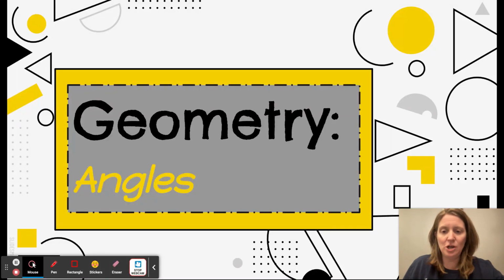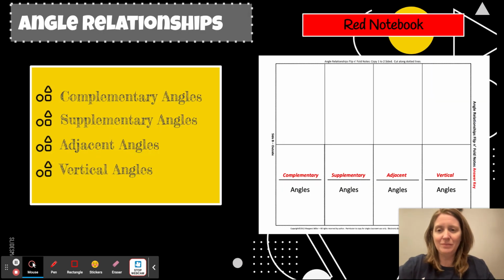Today we're going to talk about geometry angles. Before we get started though, you will need your guided notes that look like this. You're going to cut them and you're going to put them in your red notebook. The four types of angles we're going to talk about today are complementary angles, supplementary, adjacent, and vertical angles. Pause the video so that you can write this down in your red notebook.